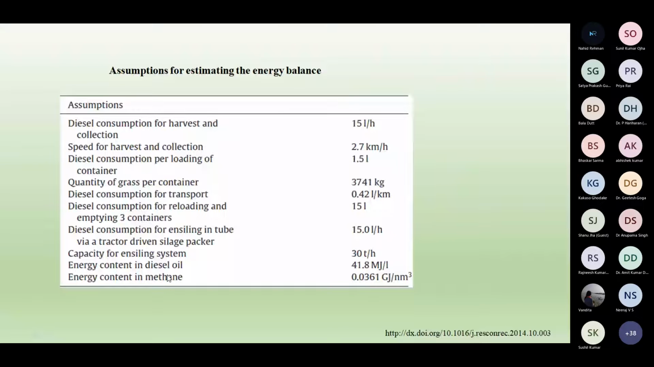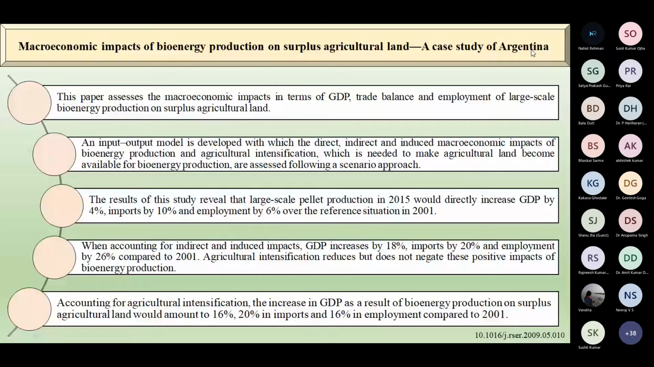It's a state case study of Argentina. They studied the impact of bioenergy production on surplus agricultural land. Here, an input-output model was developed with which the direct, indirect, and induced macroeconomic impact of bioenergy production and agricultural intensification, which is needed to make agricultural land available for bioenergy production, was studied.